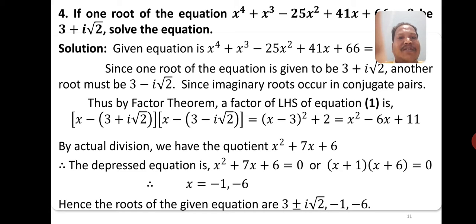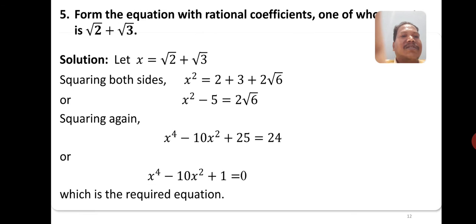Therefore, the depressed equation is x square plus 7x plus 6 equals 0. Factorizing this, (x plus 1)(x plus 6) equals 0. Otherwise, the roots are x equals minus 1, minus 6. Hence, the roots of the given equation are 3 plus or minus i root 2, minus 1, minus 6.